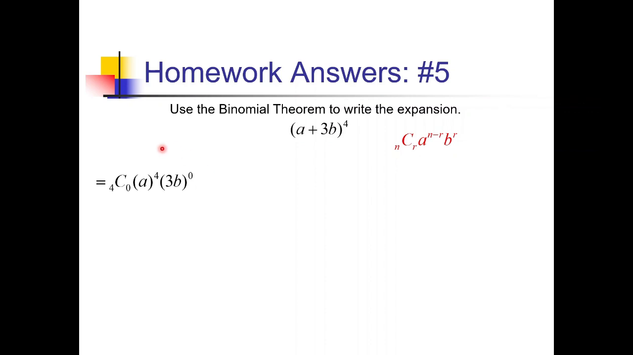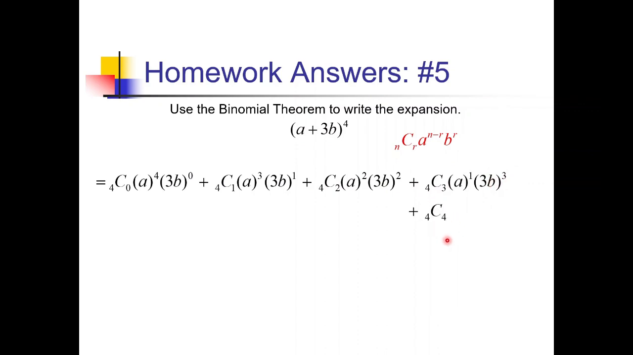And then the exponents on the a and the b are going to, as one goes up, the other is going to go down. So our next term, we've got 4 choose 1, a to the 3rd, 3b to the 1st. After that, we have 4 choose 2, a to the 2nd, 3b to the 2nd. Next, 4 choose 3, a to the 1st, 3b to the 3rd. So again, the first exponent's going down, the second's going up. And then I ran out of room, so I'll write my last term here. 4 choose 4, a to the 0, 3b to the 4th.